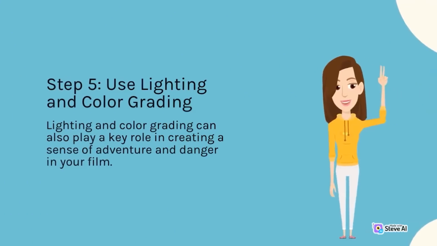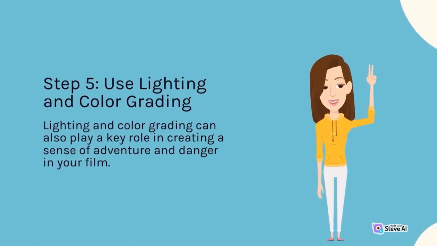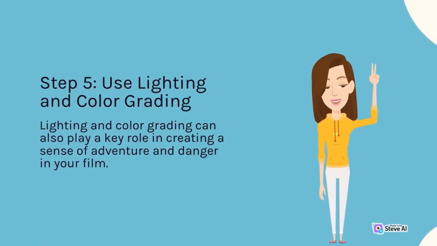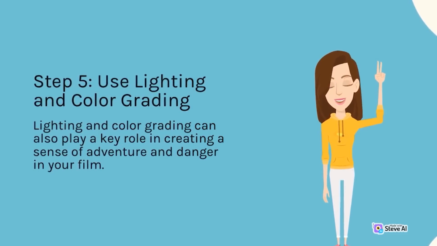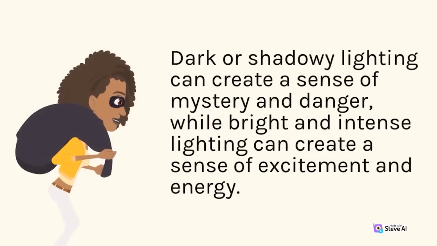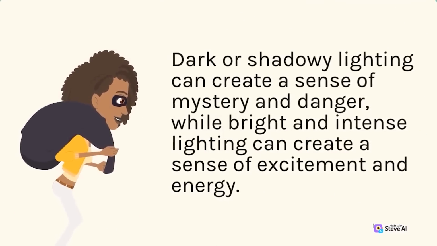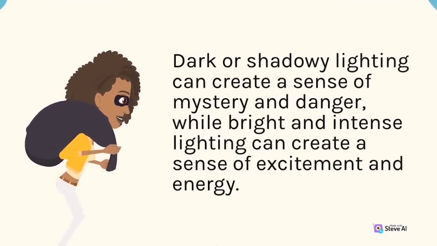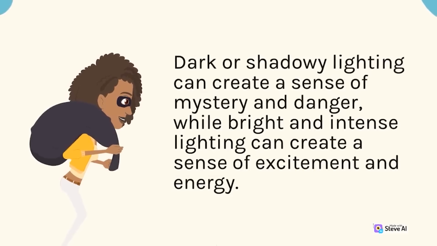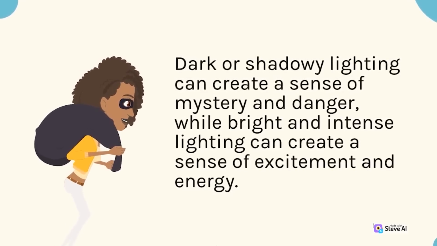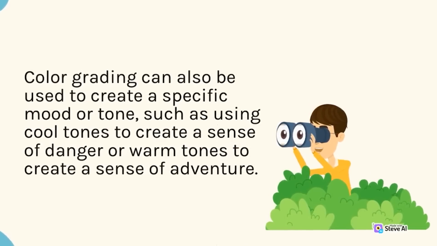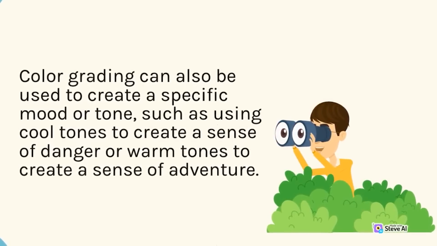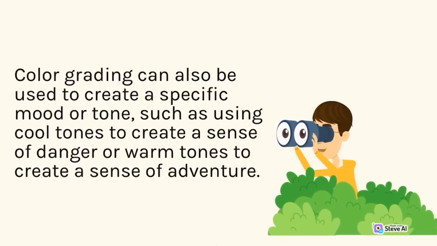Step 5. Use lighting and color grading. Lighting and color grading can also play a key role in creating a sense of adventure and danger in your film. Dark or shadowy lighting can create a sense of mystery and danger, while bright and intense lighting can create a sense of excitement and energy. Color grading can also be used to create a specific mood or tone, such as using cool tones to create a sense of danger or warm tones to create a sense of adventure.